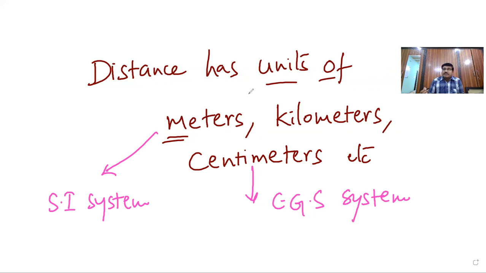In the FPS system, it is feet also. But we are not adopting that. We are just going for the MKS, SI, and the CGS. Even in the MKS system, it is meters. Clear? Now, observe. The distance has dimensions.